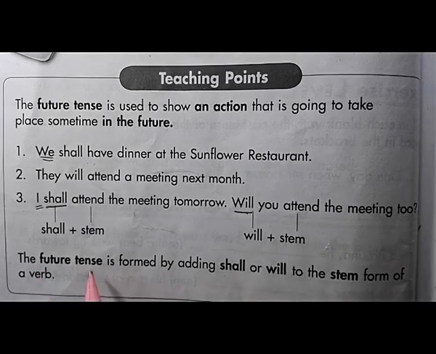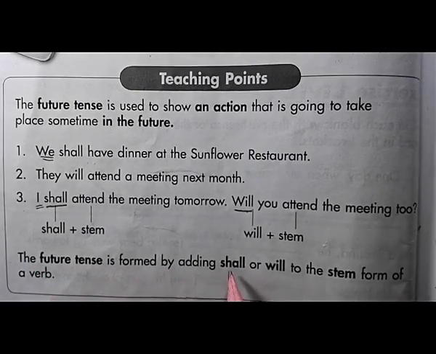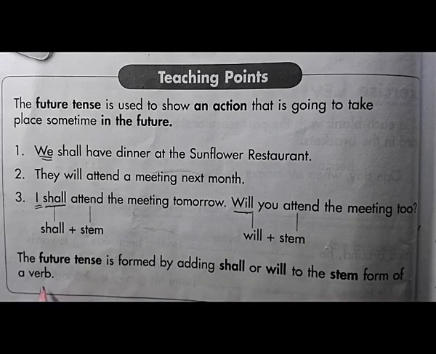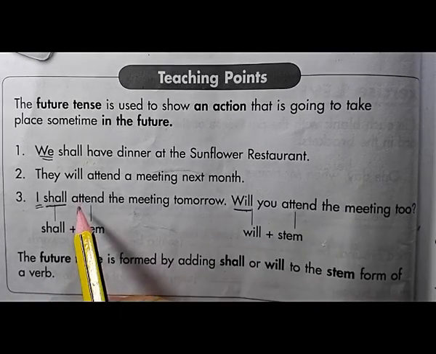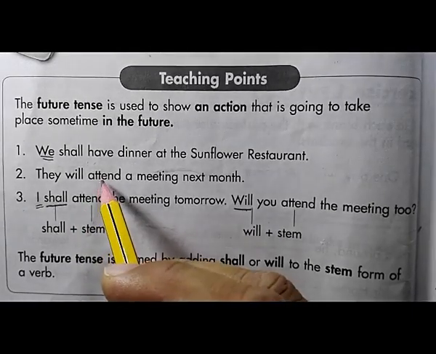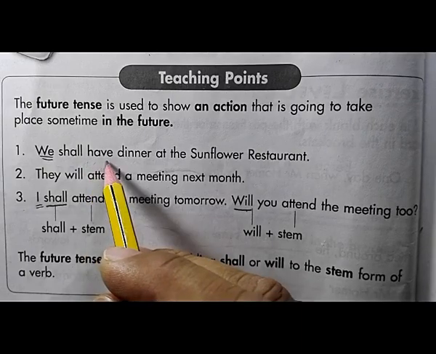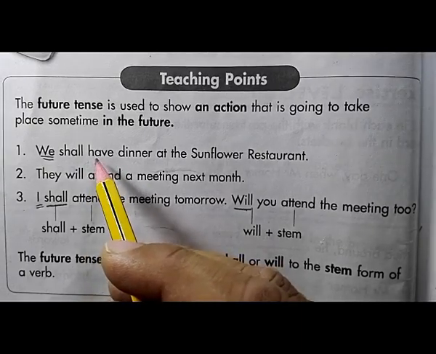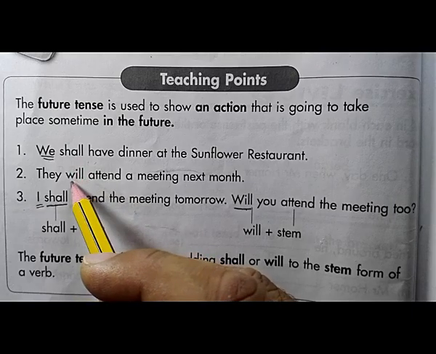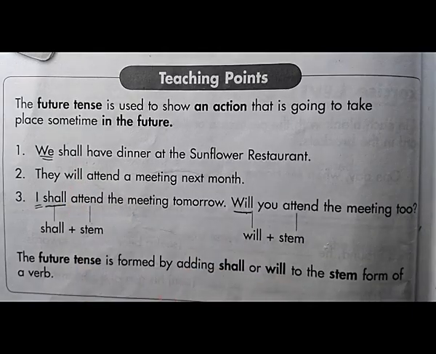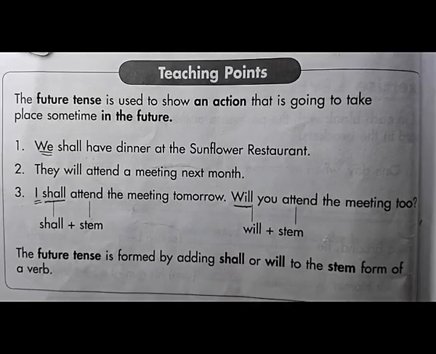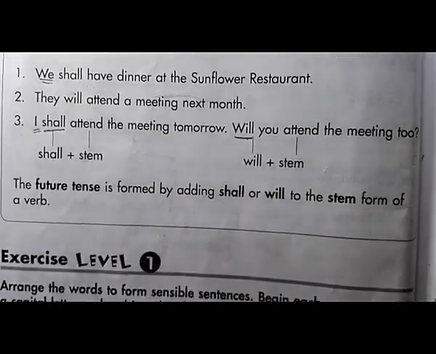The future tense is formed by adding shall or will to the stem form of a verb. So this is verb attend, here is verb attend, here is verb have. So before the verb you need to use shall or will to show that you are going to do something in future. Let's do exercise.